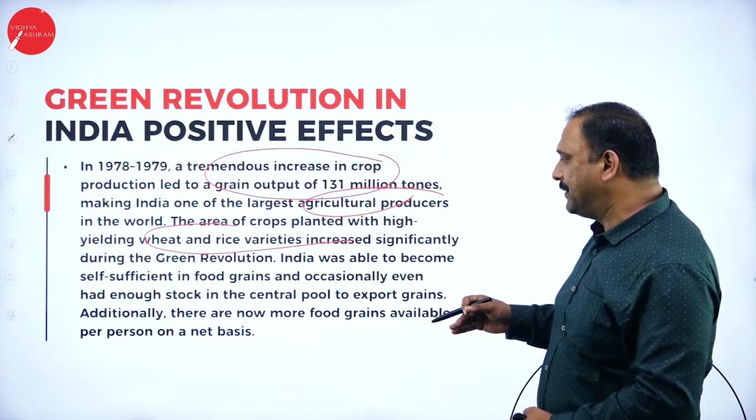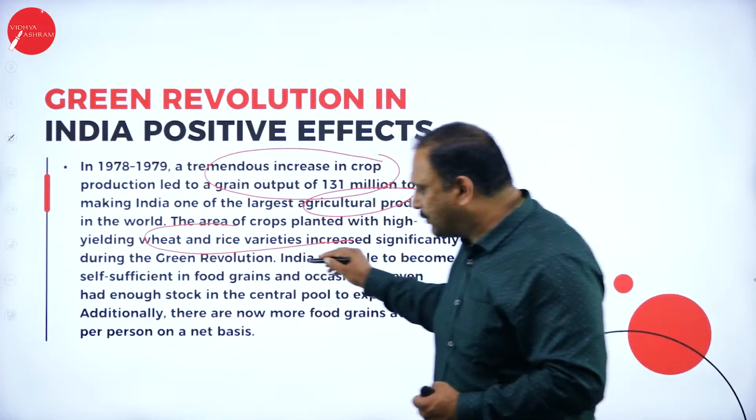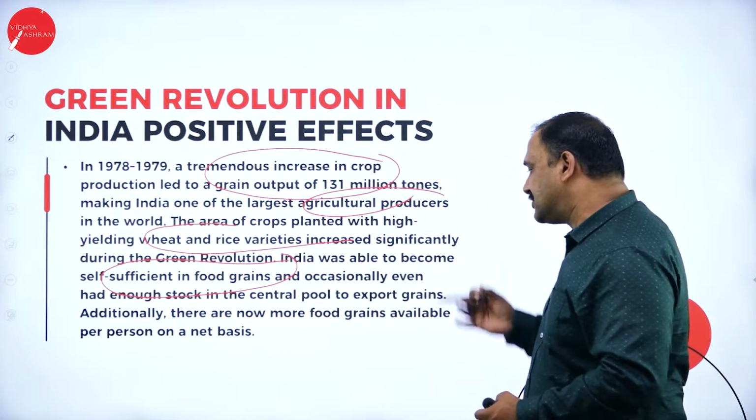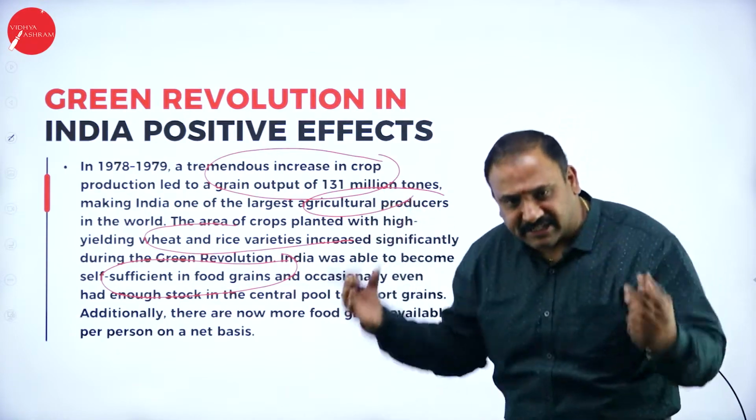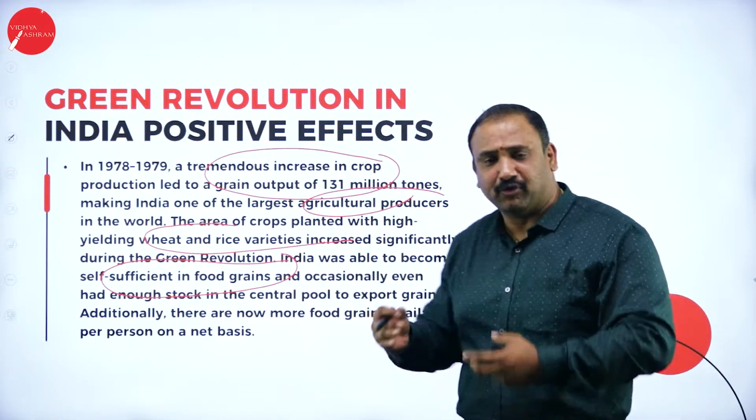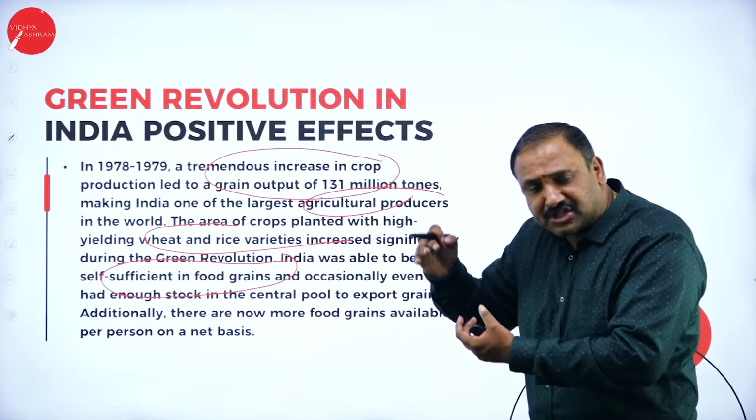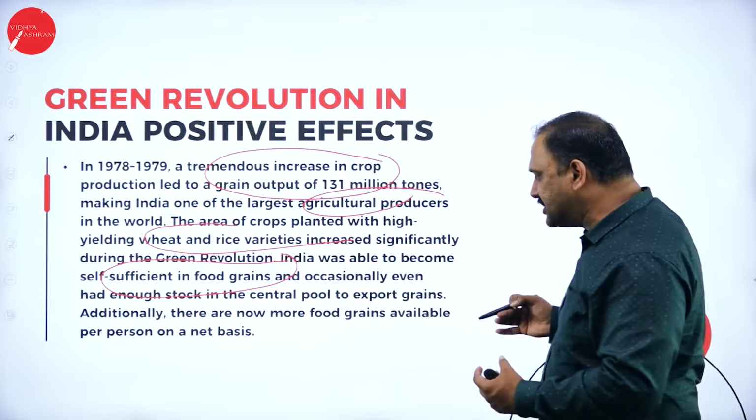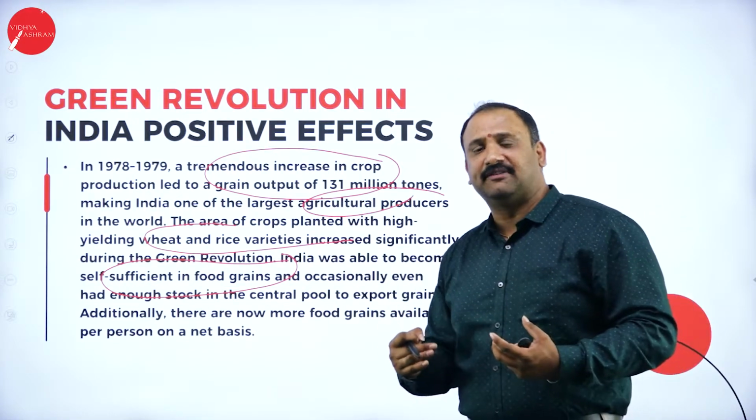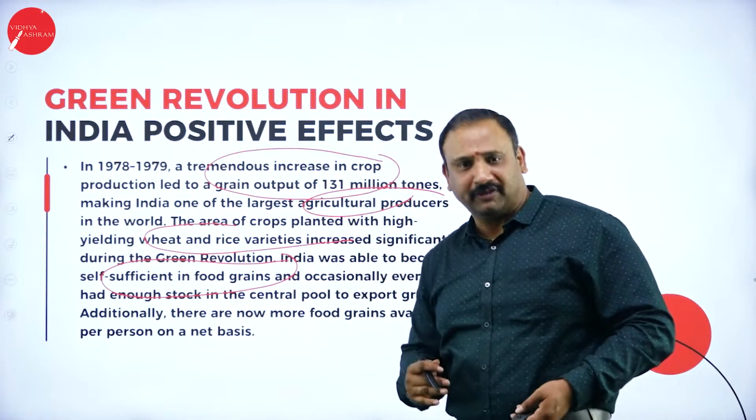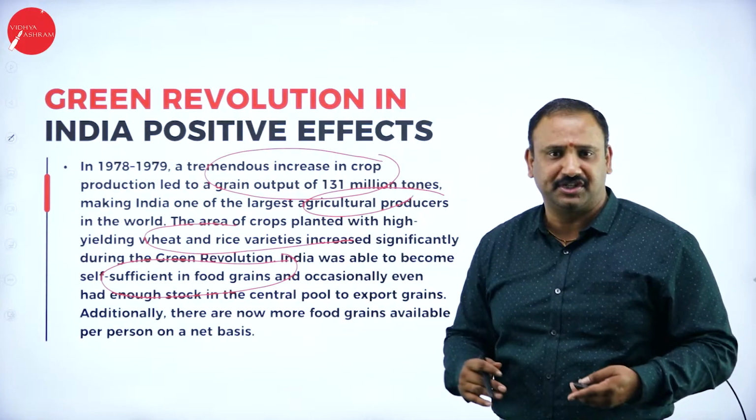And now what was happening is that because we were trying to become self-sufficient in food grains, occasionally we had enough stock in the central pool, in the central warehousing, where I would like to bring in the Food Corporation of India, FCI, which had also started stocking up of the grains, and additionally we had more grains availability, which means to say that it was the end of crisis and the beginning of great days for India from the agriculture side.